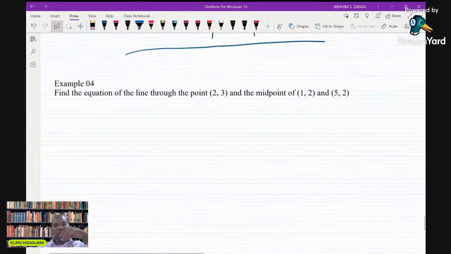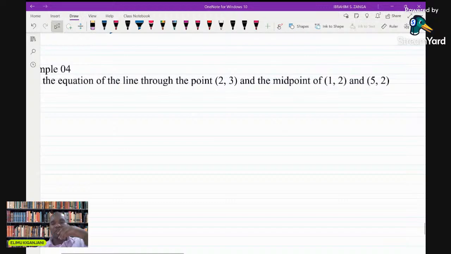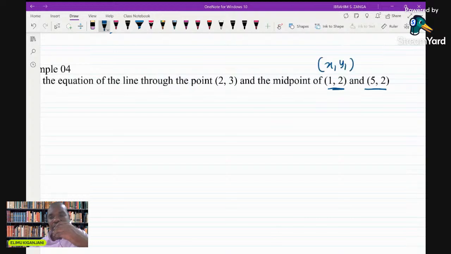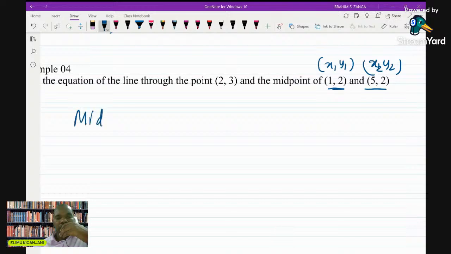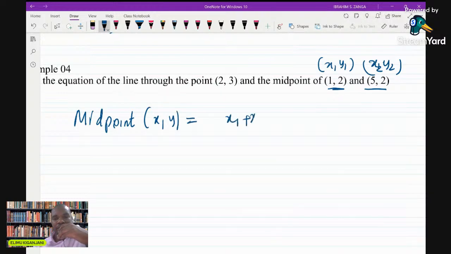So you're going to find the midpoint of these 2 points. So with 2 points here, and we're going to assume this is x1, y1 and this is x2, y2. Midpoint, call it x comma y. Again, this is x1 plus x2 over 2 comma y1 plus y2 over 2.